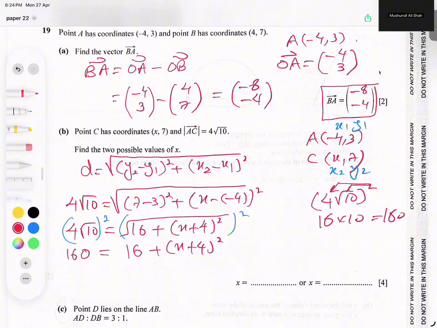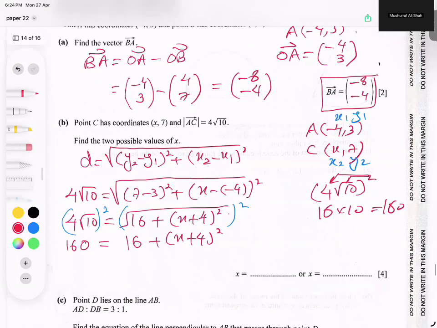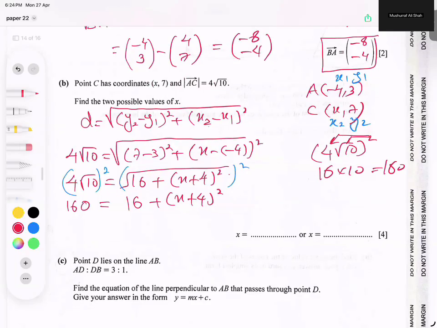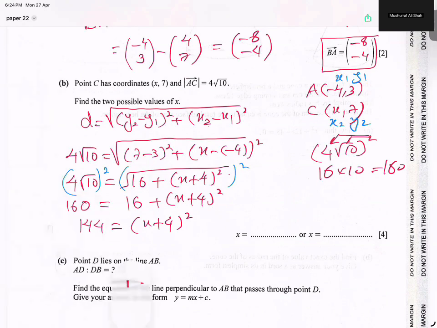So I think this part is very clear. Onwards, what to do, students? If we subtract 160 minus 16, it gives us 144. I get 144. Now, the important part is coming. Which is the important part? Check it, please.